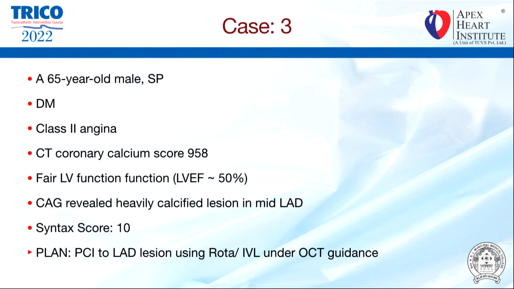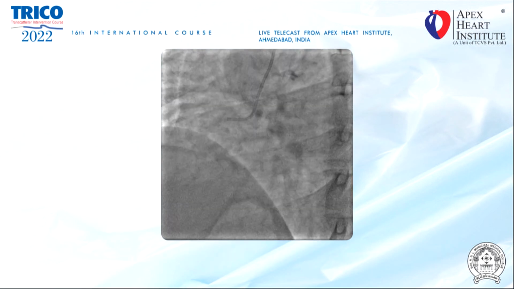Case number 3 is a 65-year-old male, known case of type 2 diabetes with class 2 angina, CT coronary calcium score of 958 with a fair LV function. Angio revealed heavily calcified lesion in mid-LAD. Syntax score is 10. Today's plan is PCI to LAD using Rota and or IVL under OCT guidance.